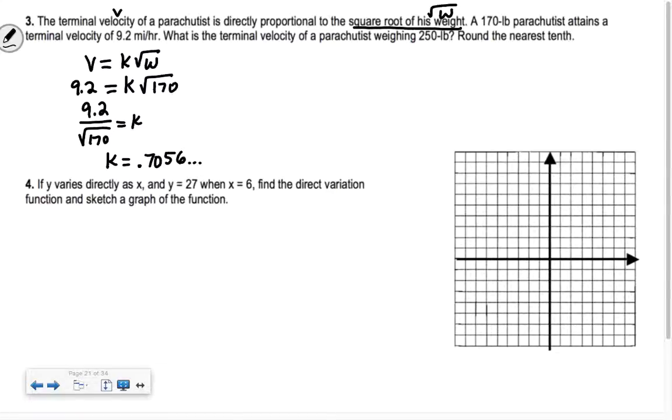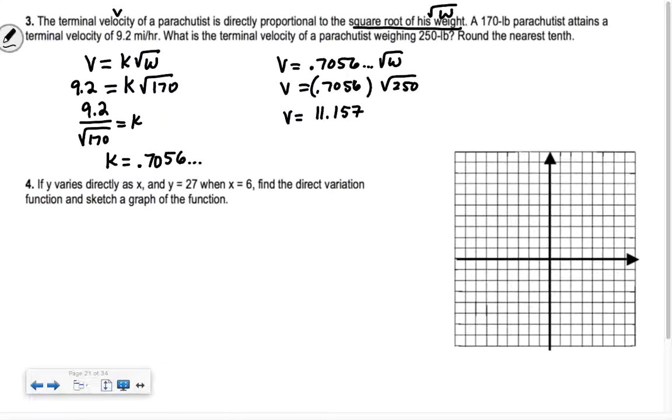So it says, what is the terminal velocity of a parachutist weighing 250 pounds? So we want to find the velocity when we have 0.7056 dot, dot, dot as our number. So now we're going to plug in that 250 pounds. I'm going to take that answer that I have in my calculator and multiply by square root of 250. Why'd you put the dots? Because I just wanted to indicate that I had that stored in my calculator. You don't have to do that. Are you multiplying? Yeah, we're multiplying. I have that stored in my calculator, and then I multiplied by square root of 250, so I get 11.157.